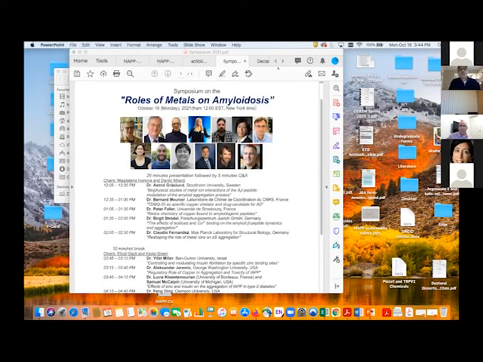The second question is, can copper alleviate oxidative stress independent of amylin aggregation? That's a very good question. We are not at the point where we can still distinguish between the two. It could be a combination of both.